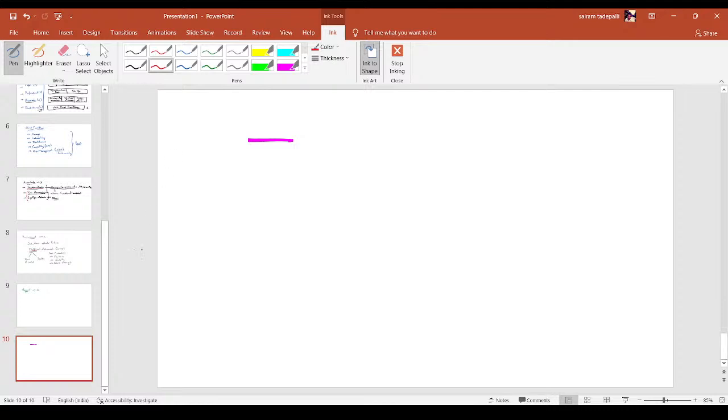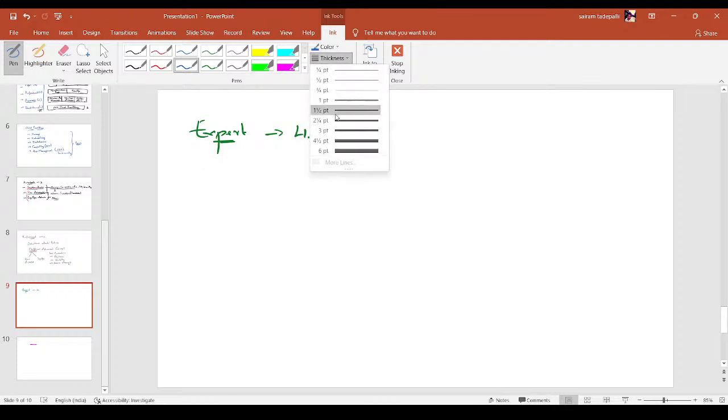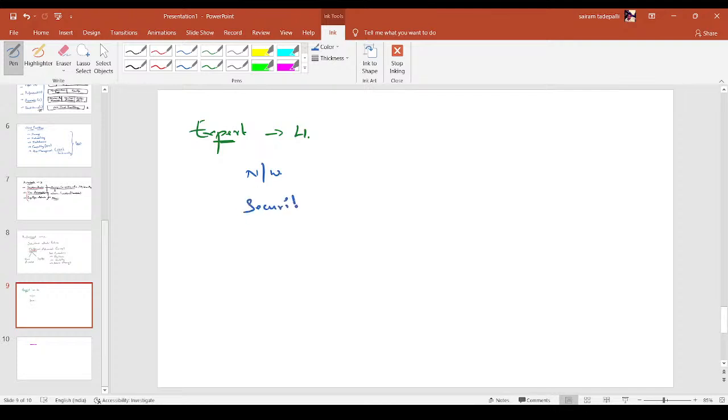So now we are going with the next thing, that is expert level. In this expert level, we will be having four different types. First one is networking, second one is security, third one is big data, fourth one is machine learning. So for individual operations, we'll be having individual services, and you will be taking those services according to your application.